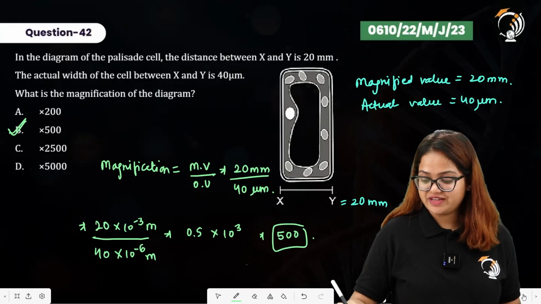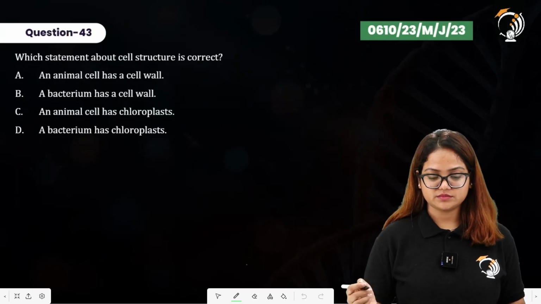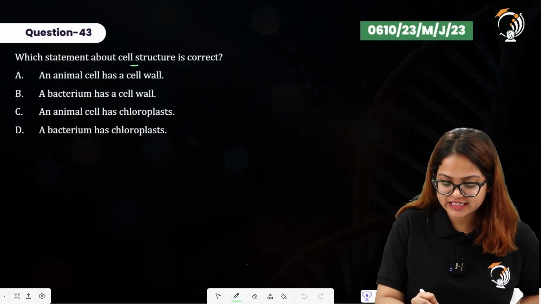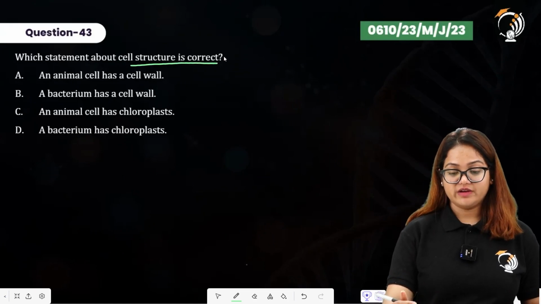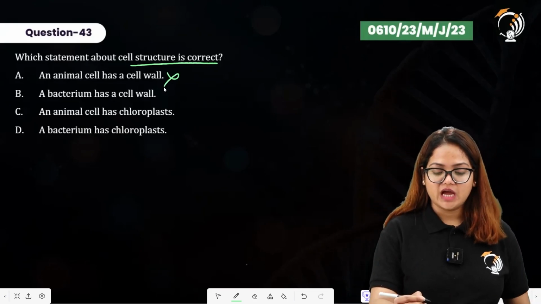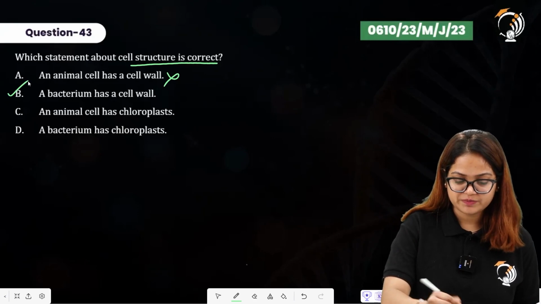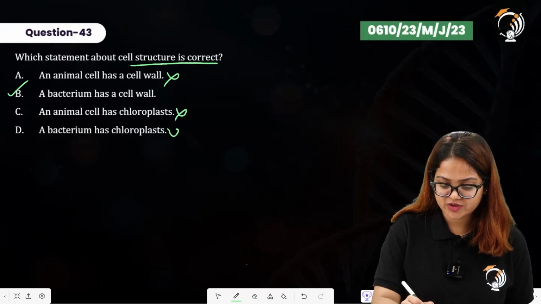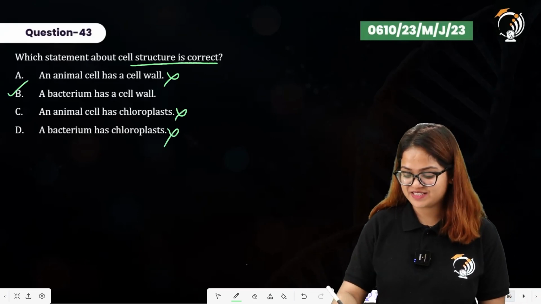Moving to next question we have question number 43 says, which statement about cell structure is correct? We have already solved this kind of question. An animal cell does not have a cell wall. A bacterium cell has a cell wall. An animal cell does not have a chloroplast. A bacterial cell does not have a chloroplast. Option B is the right answer here.